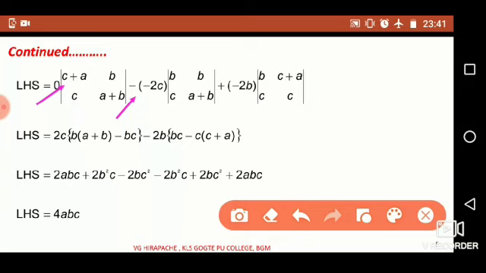This is the second element of the first row. Then we are left with a second order determinant like b, b, c, a plus b. Plus, the third element of the same row is minus 2b, and we are left with the determinant of second order b, c plus a, c and c.